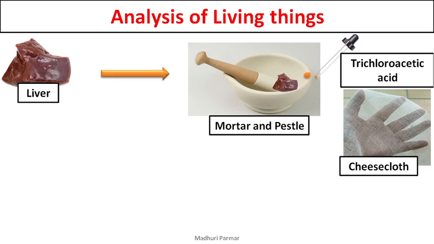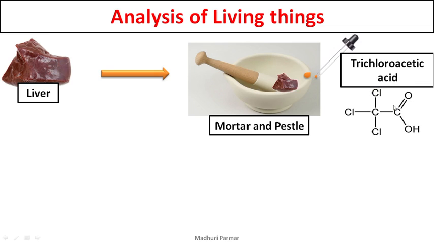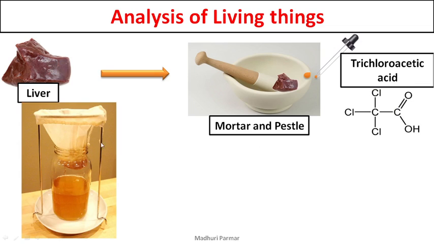Such a cloth is called a cheesecloth. You pass this paste through the cheesecloth, and this is what you get. At the bottom you will get trichloroacetic acid, plus whatever has dissolved from the liver tissue. Whatever could not dissolve or was larger in size will be found up here.